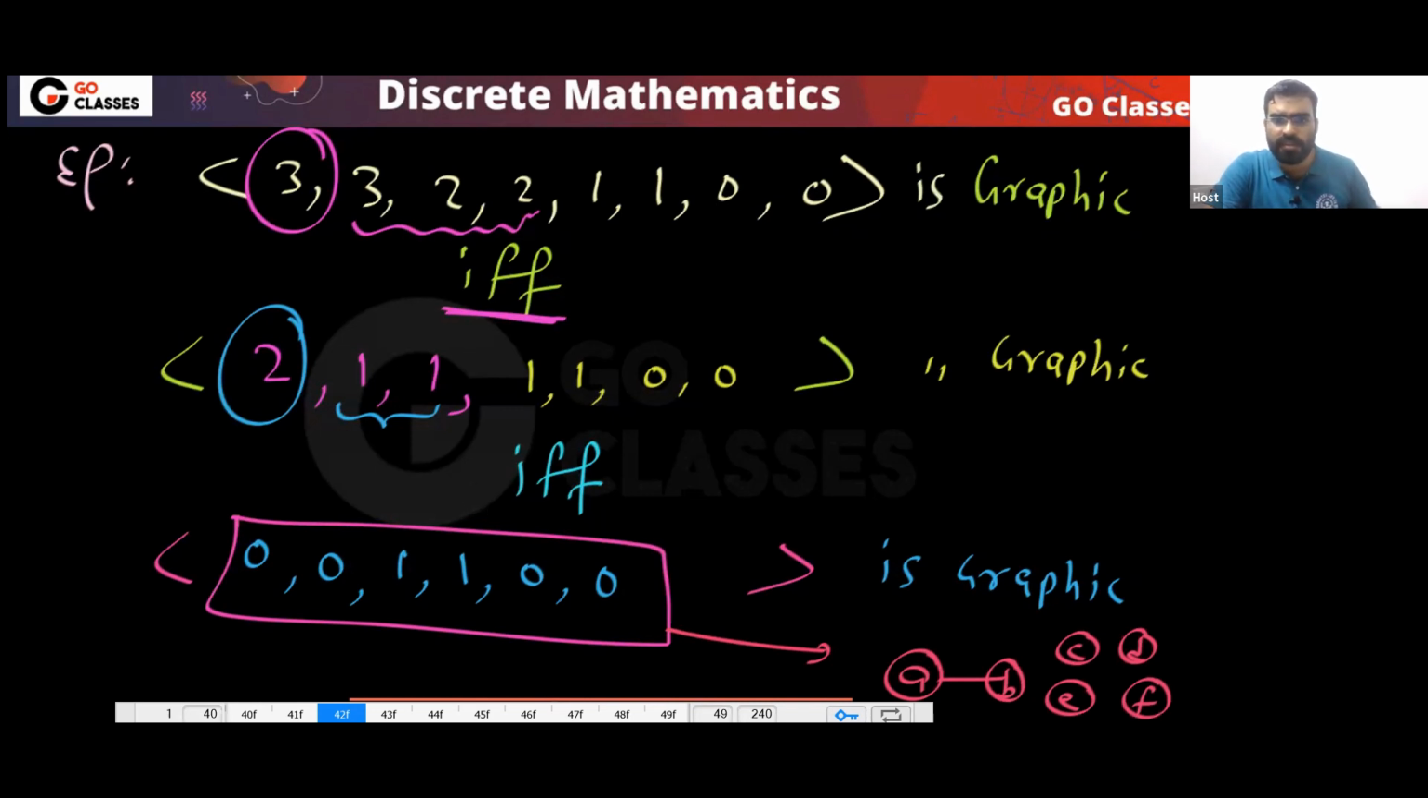We delete this, and from the next two vertices, we remove 1, 1. So we will get 0, 0, and this will be as it is. And you can notice this sequence is graphic, because from this sequence we can get a simple graph.